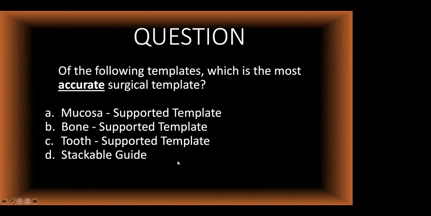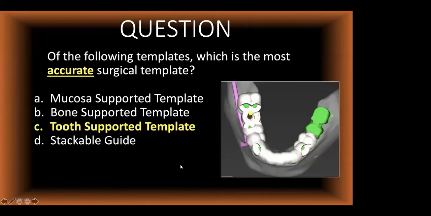So why is that? Well, if we look at a tooth supported template right here on the right, why that is so accurate is we use teeth to hold that template in place. If you see this template, this is 3DX's design, and it has open windows in it. Those open windows are for you to make sure that it is completely seated. If it is completely seated, definitely a tooth supported template is the most accurate.